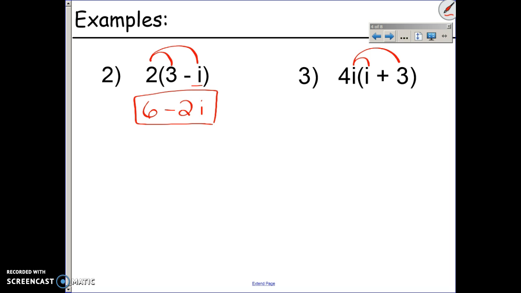4i times i, again, think back to if it was x. If it was 4x times x, I would get 4x squared. Okay, same process here. i times i, still i squared. 4 goes in front. And then I've got 4i times +3. Well, 4 times 3 becomes 12. And then I just tack the i on. Just like it was an x, that's all I do. Normally we would stop there. However, we've got that i squared in there again.